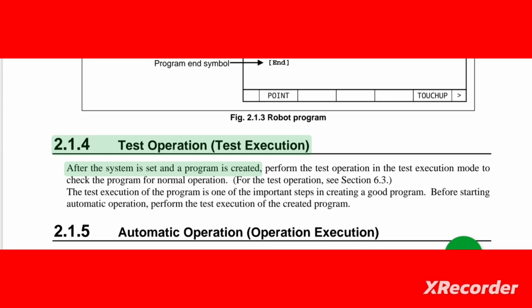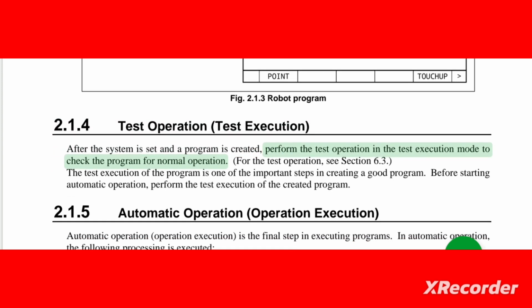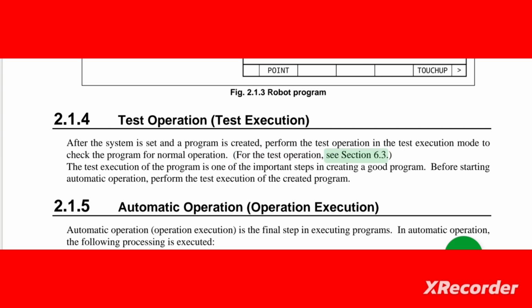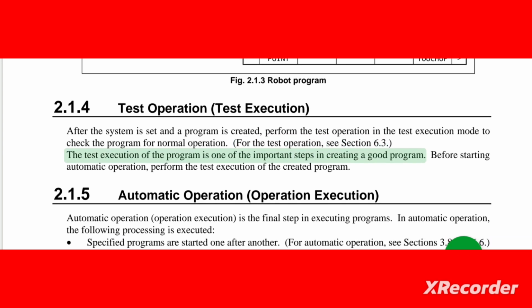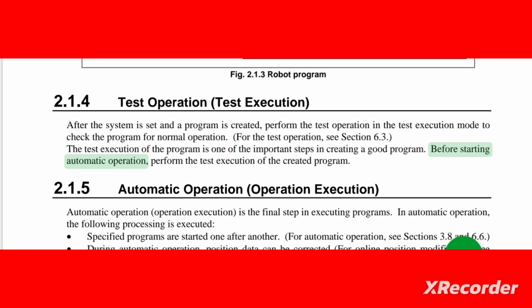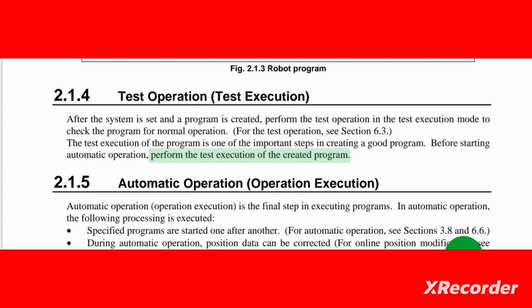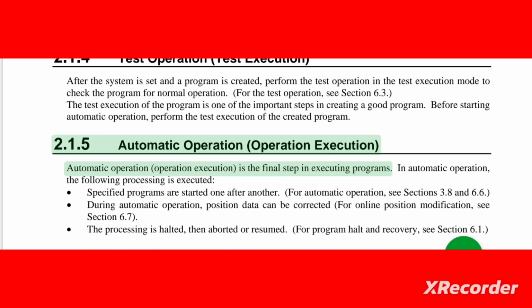2.1.4 Test operation, test execution. After the system is set and a program is created, perform the test operation in the test execution mode to check the program for normal operation. For the test operation, see section 6.3. The test execution of the program is one of the important steps in creating a good program. Before starting automatic operation, perform the test execution of the created program.